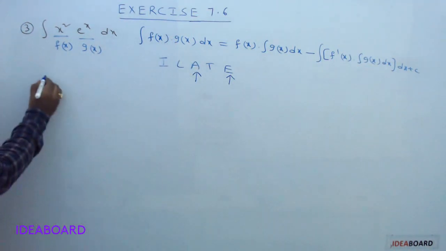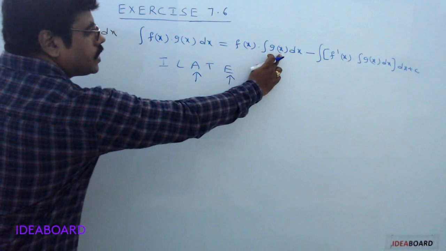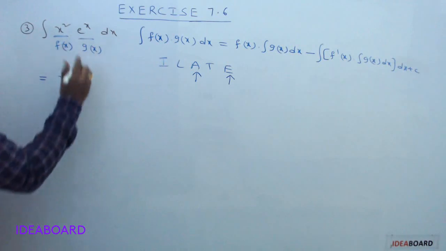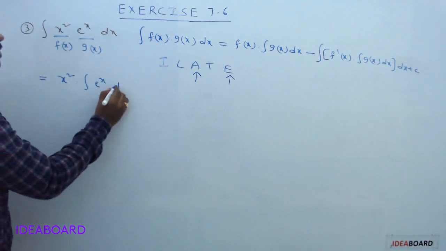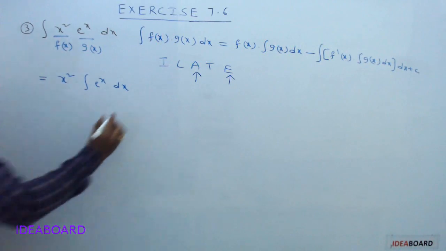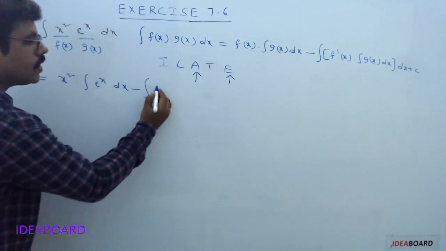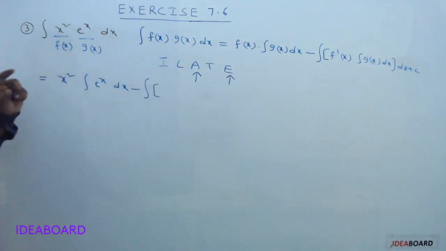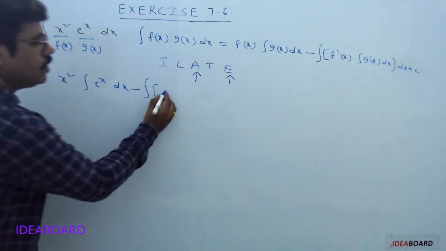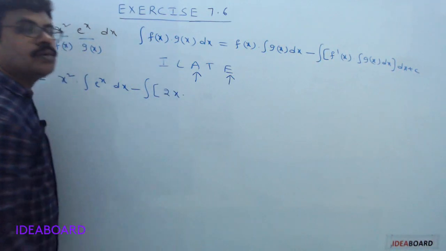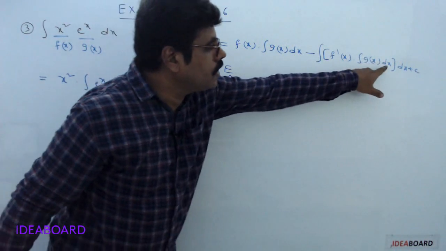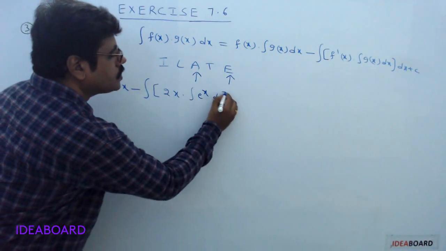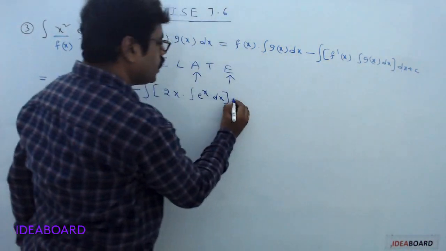So, what is the by parts formula? f of x into integral g of x dx. f of x, that is x square, into integral g of x dx, integral e power x dx, minus integral of f dash of x, that means the derivative of f of x. What is the derivative of x square? The derivative of x square is 2x, into integral g of x dx, so that is integral e power x dx into dx.